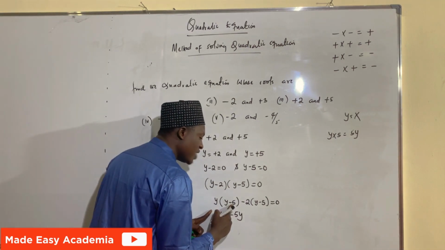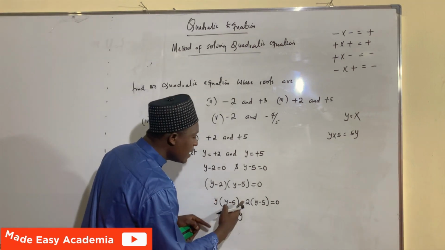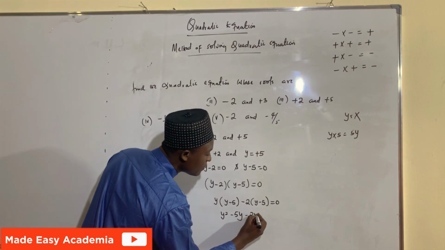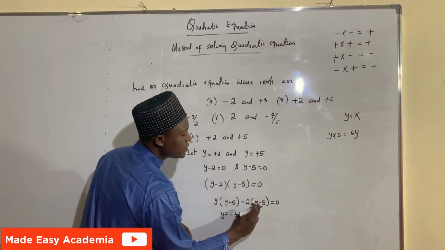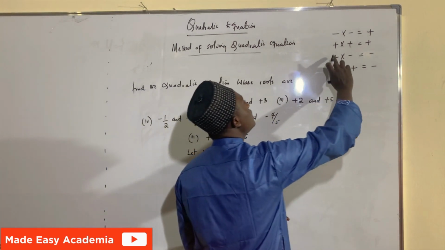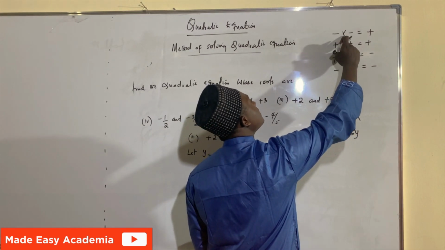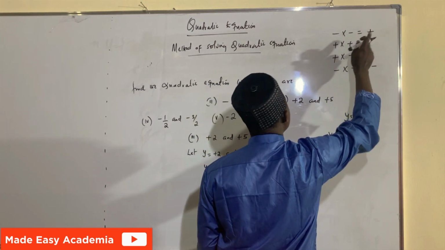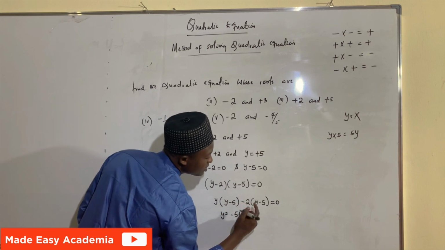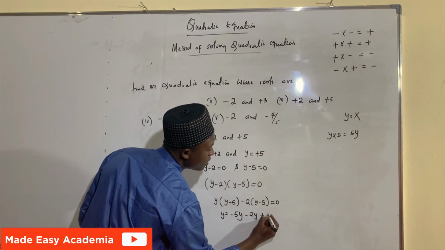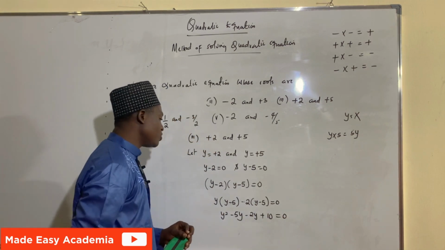Y times minus 5, we have minus 5y. Minus 2 times y, we are going to have minus 2y. Minus times minus, I told you here, when we have minus times minus, of course, it's going to become plus. So minus times minus is plus, then 2 times 5, we are going to have 10. Everything is equal to 0.